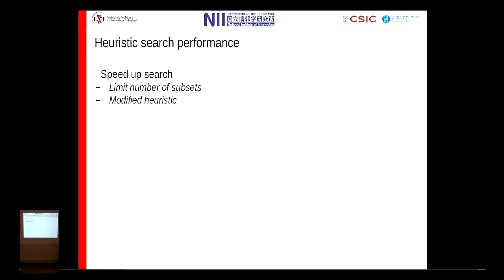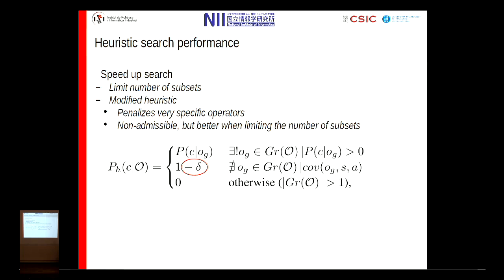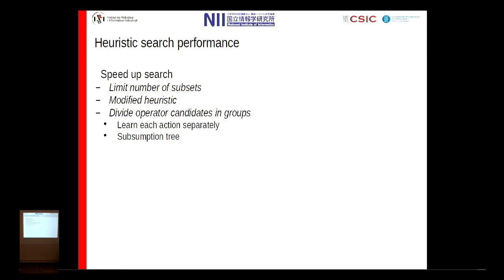We also proposed a modified heuristic that works well when we limit the number of subsets being used. And in this modified heuristic, we slightly penalize very specific subsets that depend a lot on the heuristic value of the likelihood. And also we do things like separating operator candidates in groups, such as groups representing only one action, and also using a subsumption tree.